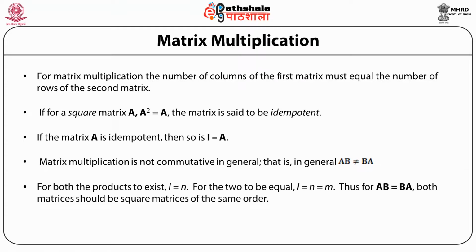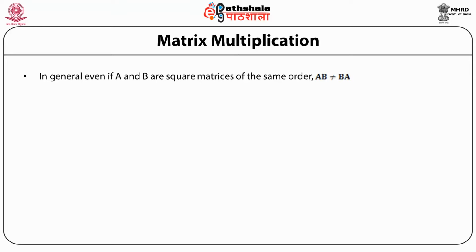For both the products to exist, L should be equal to N. For the two to be equal, L should equal N and it should be equal to M. Thus, for AB to be equal to B times A, both matrices should be square matrices of the same order. In general, even if A and B are square matrices of the same order, AB is not equal to B times A.